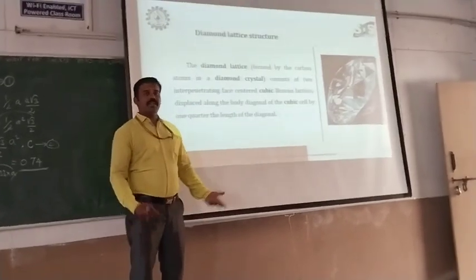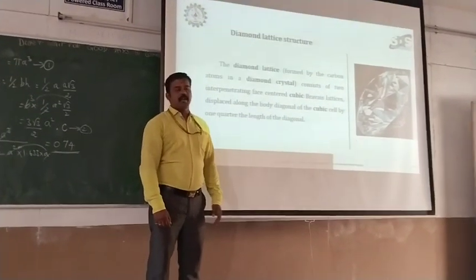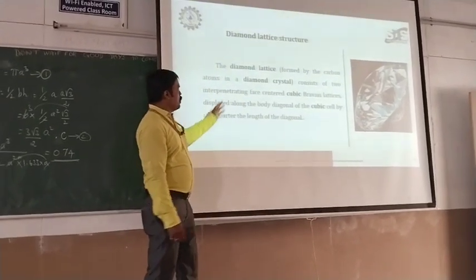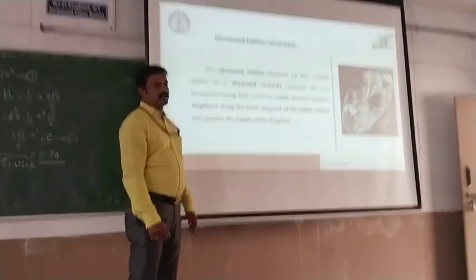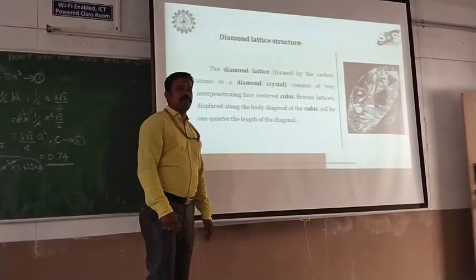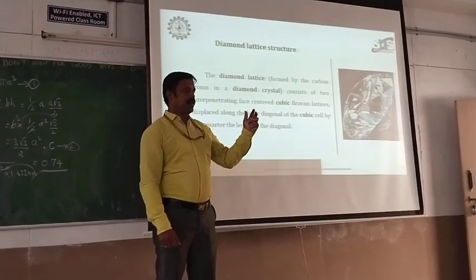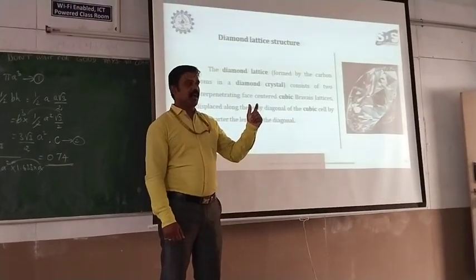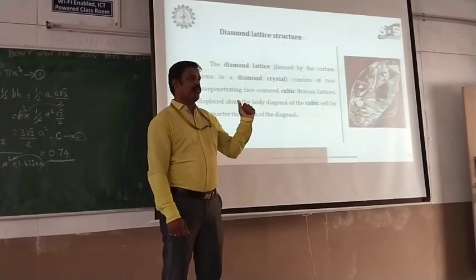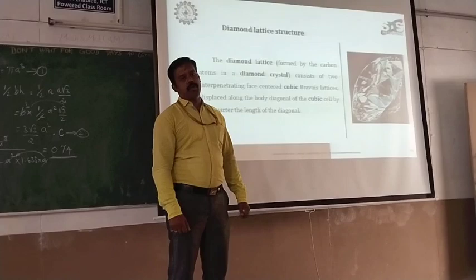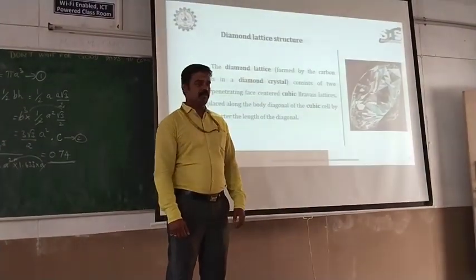Because the lattice here is formed as a sub-lattice, right? So the diamond lattice is formed by the carbon atoms in the diamond crystal. We know that one of the forms of carbon is diamond, right? Graphite, diamond, fullerenes and carbon nanotubes, right? These are all forms of carbon atoms, only carbon atoms. So the diamond is made up fully of carbon.